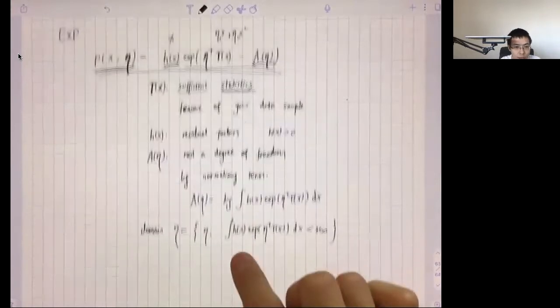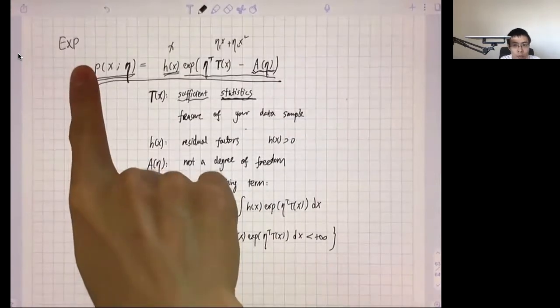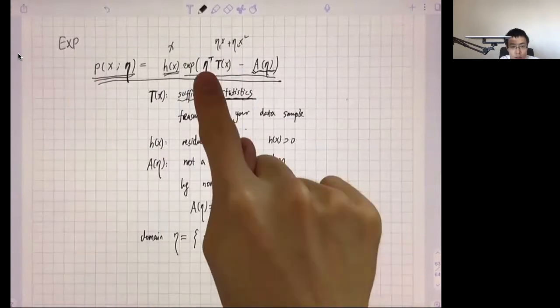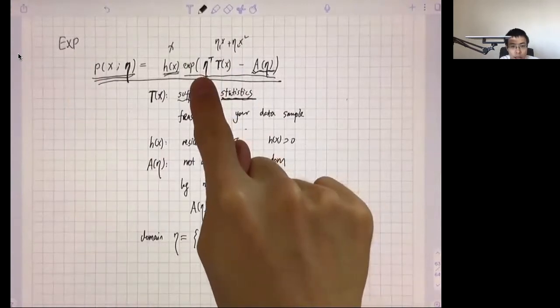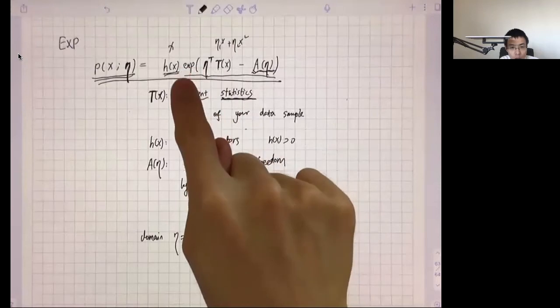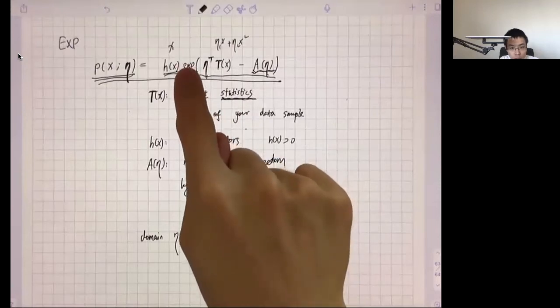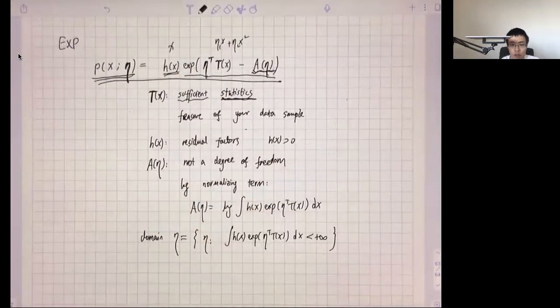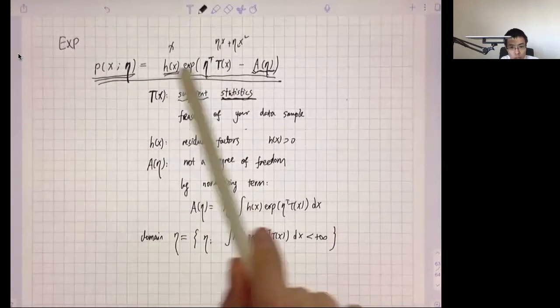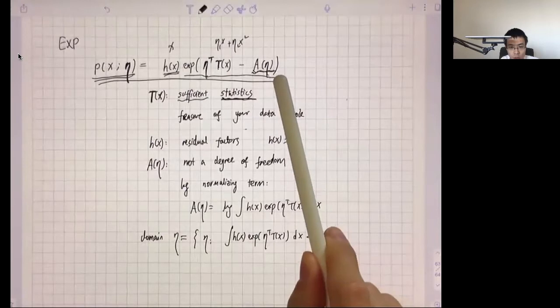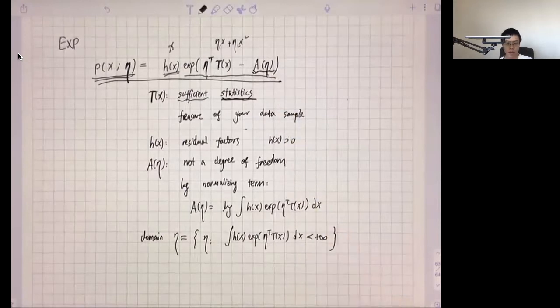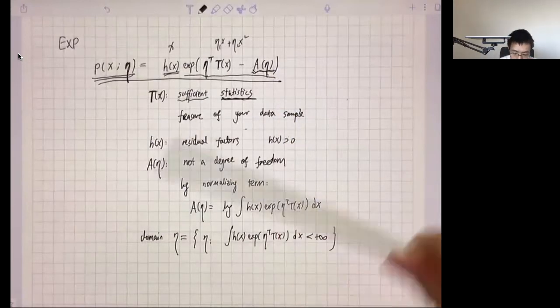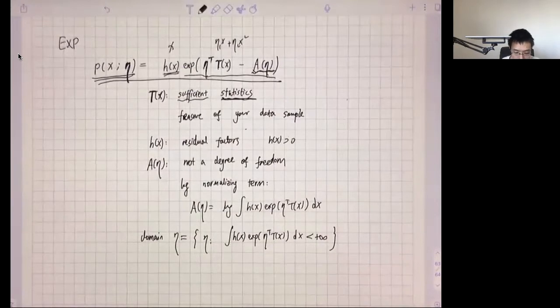So this is the definition of exponential family, and it's very intuitive. It says my distribution is a log linear model. Okay, log, then it cancels exponential, then it's linear. Okay, in terms of your sufficient statistics. Then you have some residual factor here, and you have a normalizing constant here. Okay? So it's easier to remember the exponential family.